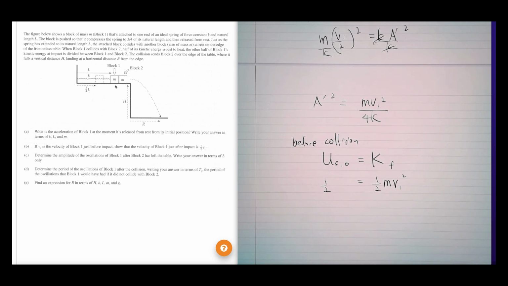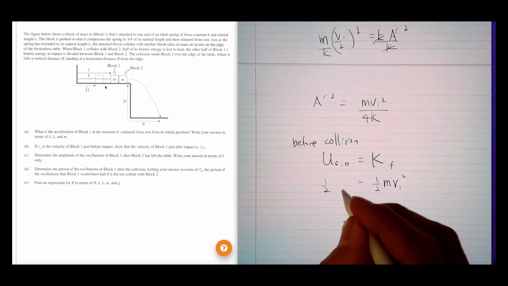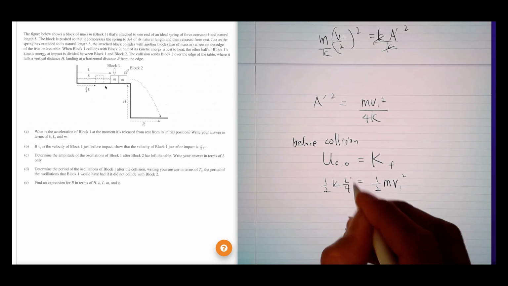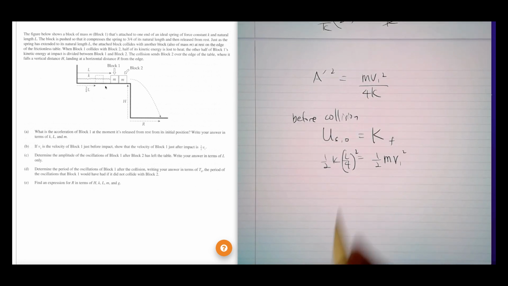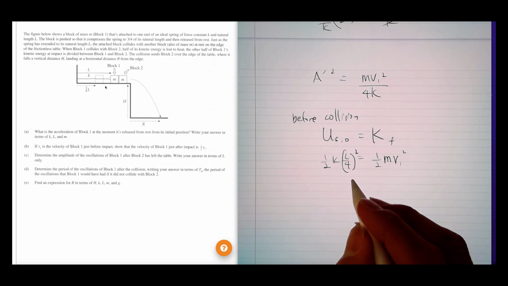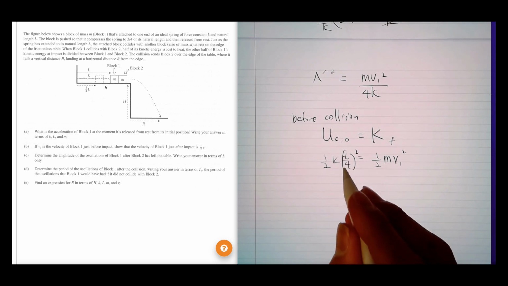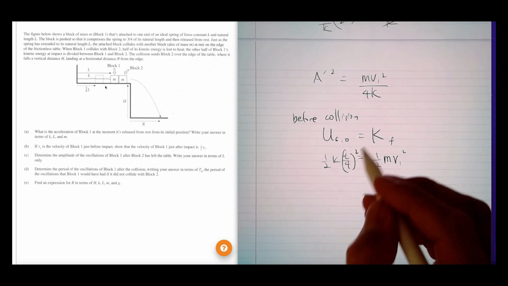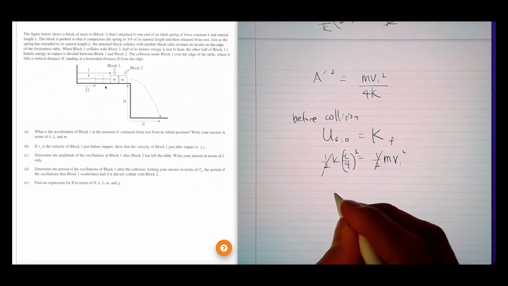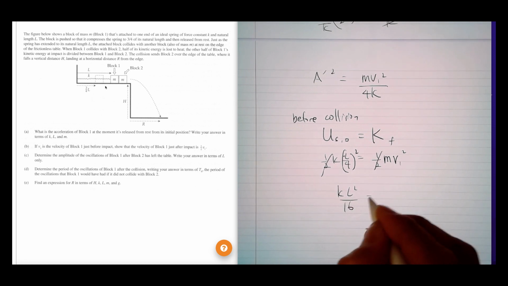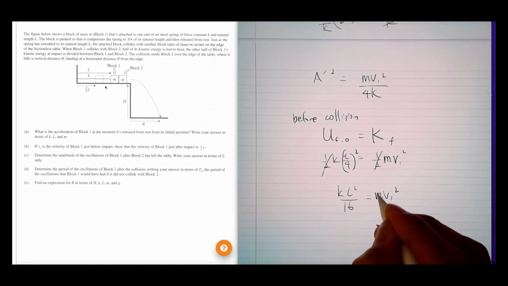So that means for you to retain 3/4 of L, the compression was L over 4. So K L over 4 squared. That's the X, the distance it got compressed. Technically it should be minus because you compress to the left, but if you square it, it doesn't matter. So we can cancel out the 1/2, and K L squared over 16 is equal to MB1 squared.